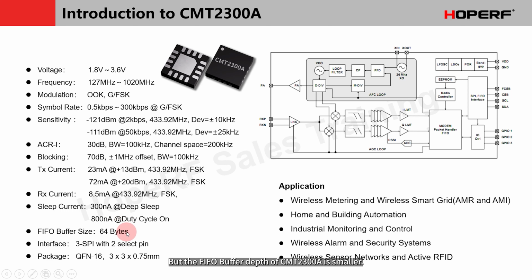But the FIFO buffer depth of CMT2300A is smaller. It only has a depth of 64 bytes. The interface is 3-wire SPI. But note that it uses a dual-chip select architecture, requiring 2 chip selects. The package is relatively advantageous. It uses a small-sized QFN16 package with dimensions of 3 mm*3 mm.